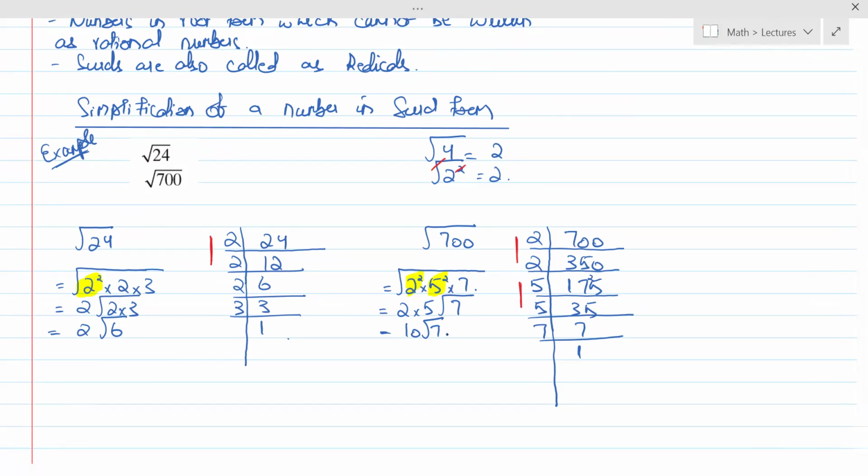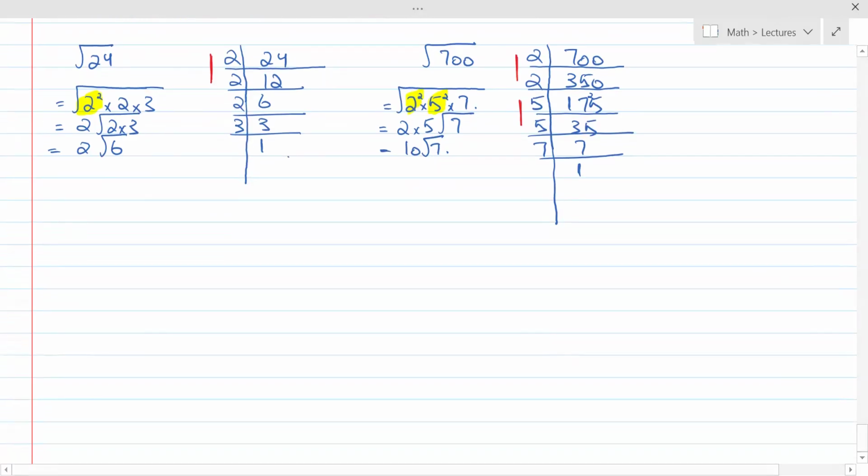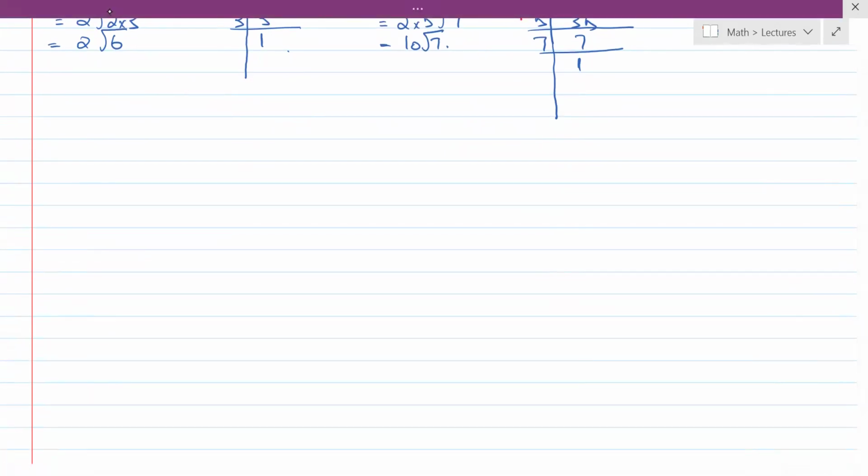So this is all about simplification of a number in surd form. The next thing about surds is we should be knowing the rules involving surds. And before looking at the rules involving surds, we can see the addition and subtraction of the numbers in surd form. So next thing we are looking at is addition and subtraction.